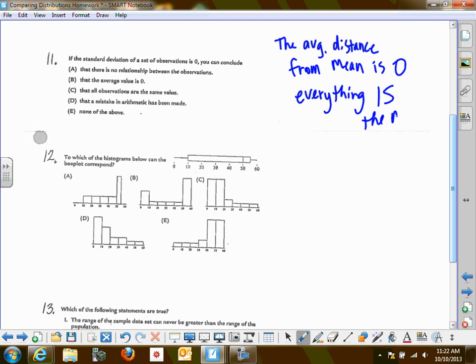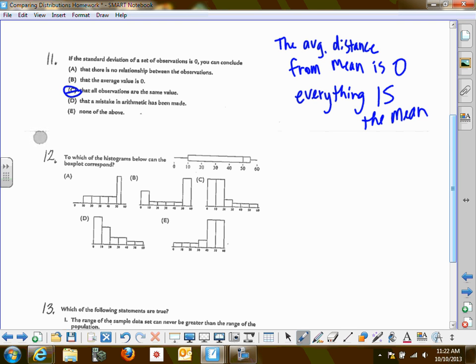Now, does that mean that the mean has to be 0? No. If all you guys are 5'8", then we would have a standard deviation of 0. The mean, if all you guys are 5'8", what's the mean? 5'8". The standard deviation is 0 because y'all are all the same value as the mean. So that is C.